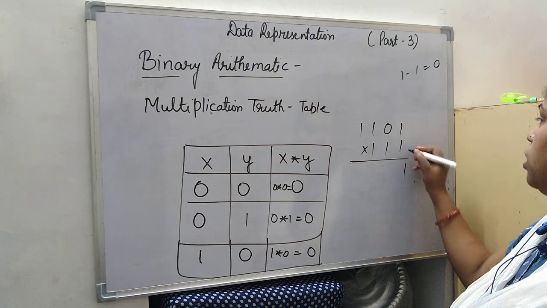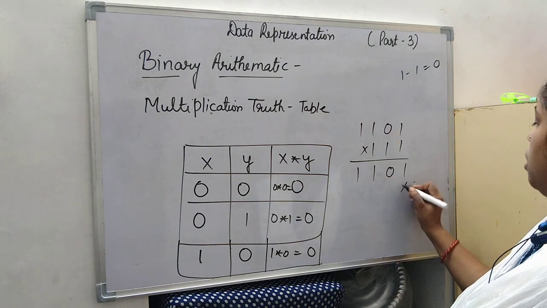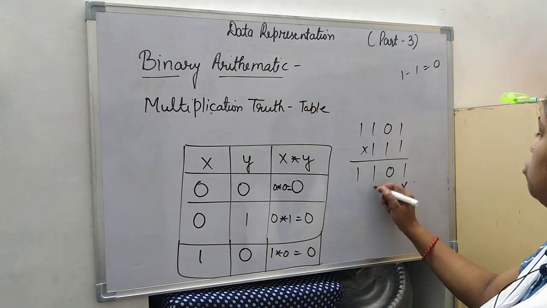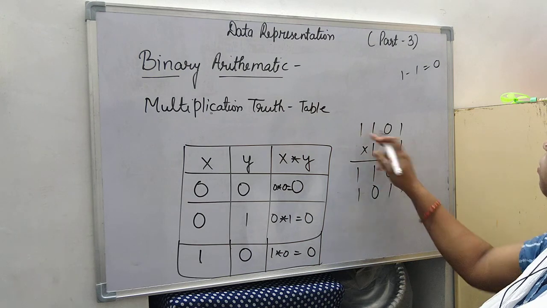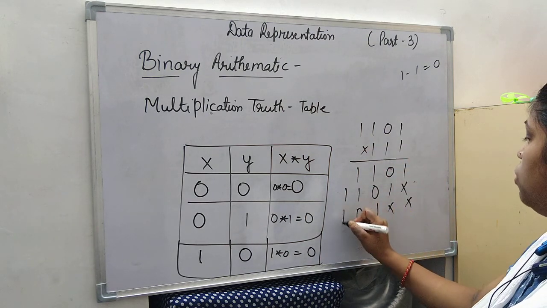So 1 into 1 gives you 1, 1 into 0 gives you 0, 1 into 1 is 1, 1 into 1 is 1. Now again in the same way, cross, then 1 into 1 is 1, 1 into 0 is 0, 1 into 1 is 1, and 1 into 1 is 1. In the same way, 1 0 1 1.